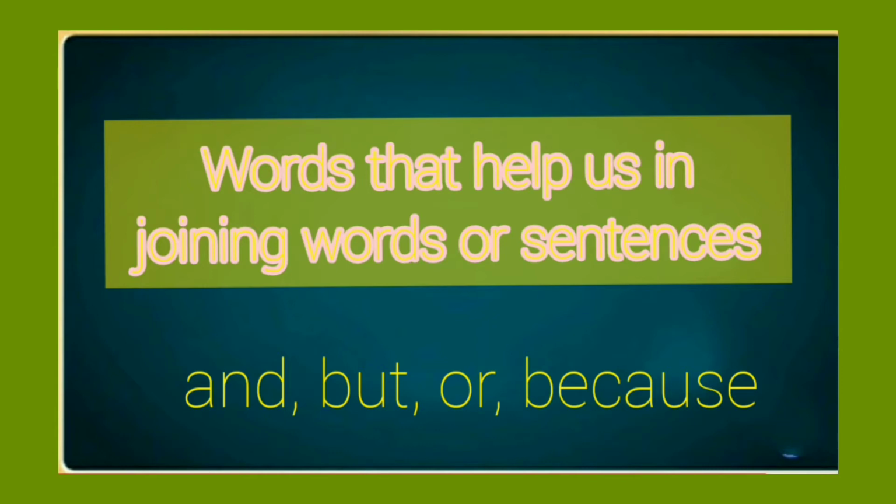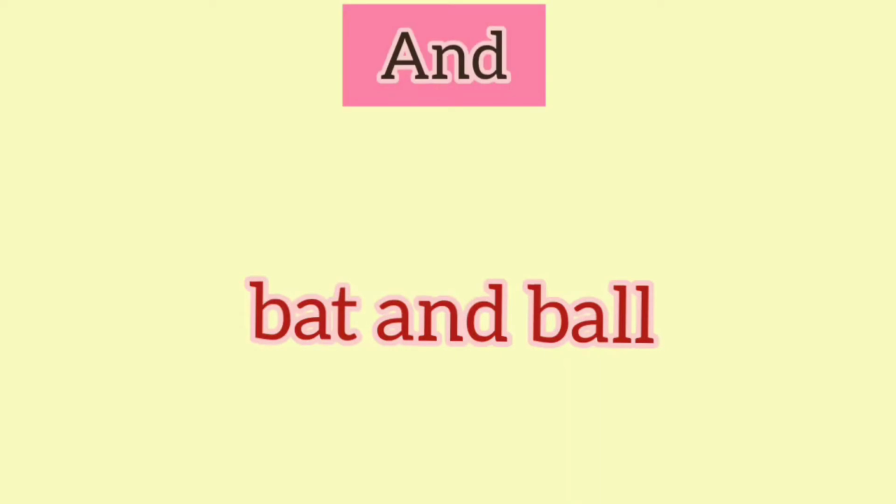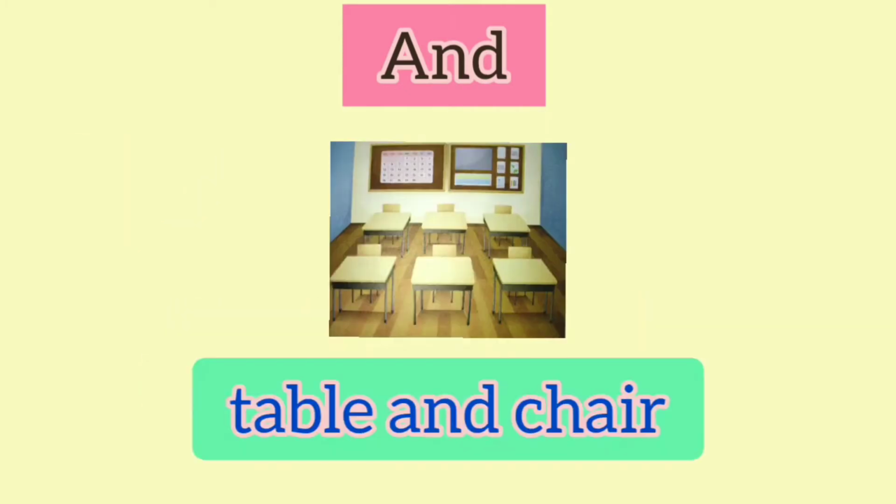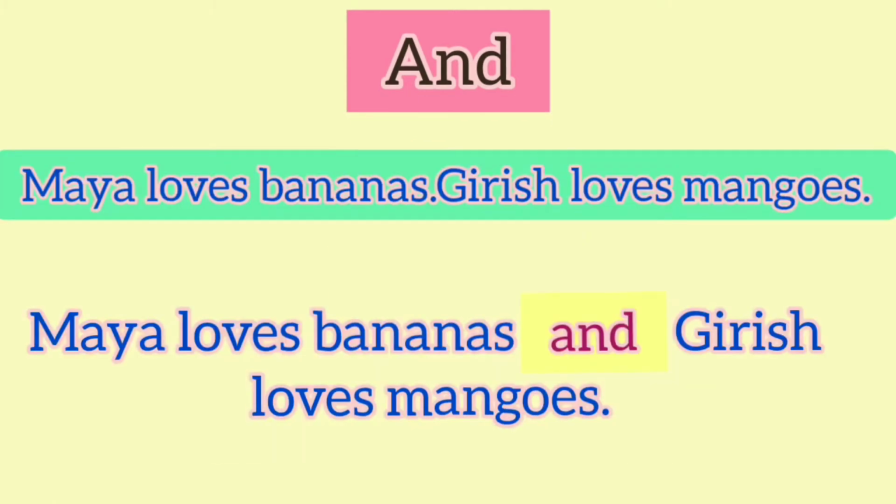The words and, but help us to join sentences. And is used to join two words or two or more parts of a sentence. For example, bat and ball, book and pen, table and chair. And let's see how do we join two sentences by adding and.